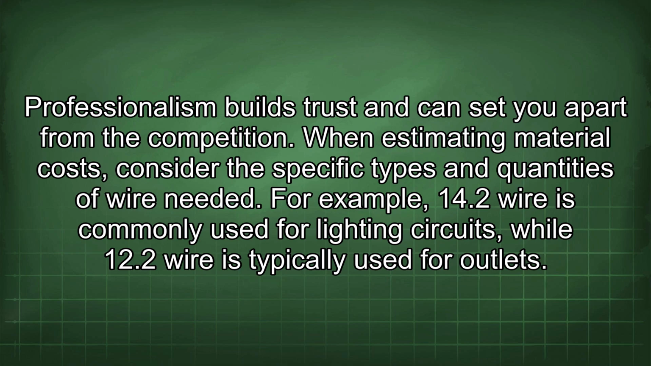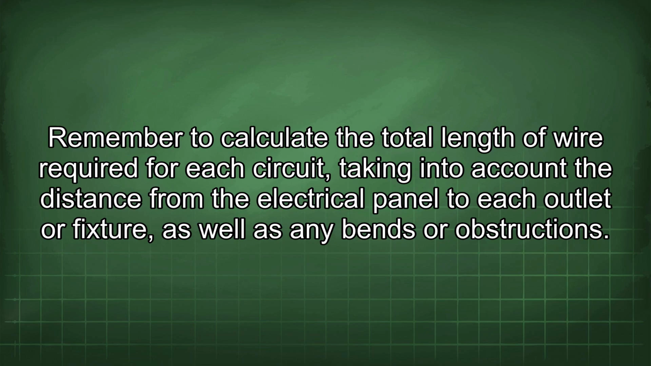When estimating material costs, consider the specific types and quantities of wire needed. For example, 14/2 wire is commonly used for lighting circuits, while 12/2 wire is typically used for outlets. Remember to calculate the total length of wire required for each circuit, taking into account the distance from the electrical panel to each outlet or fixture, as well as any bends or obstructions.